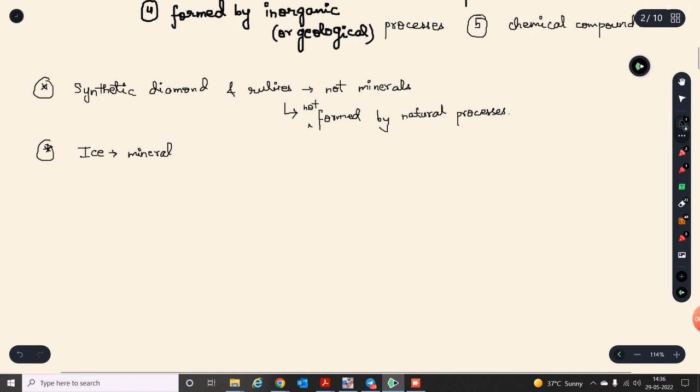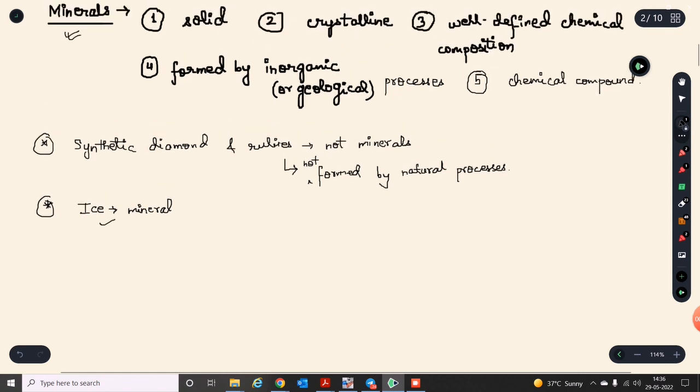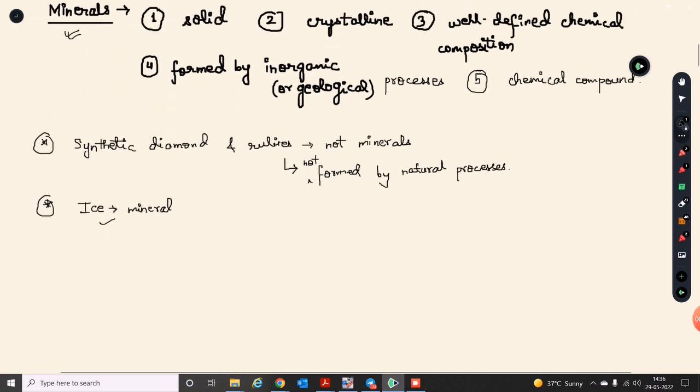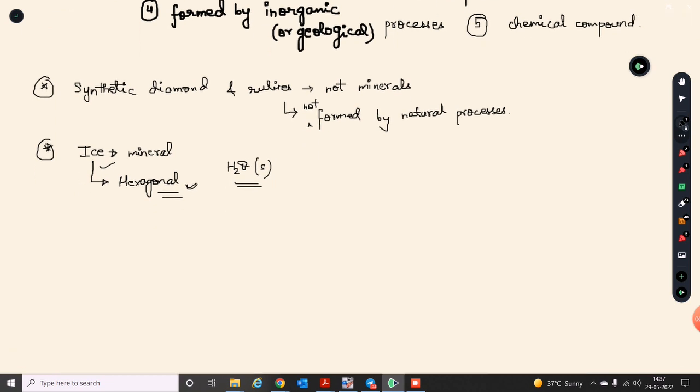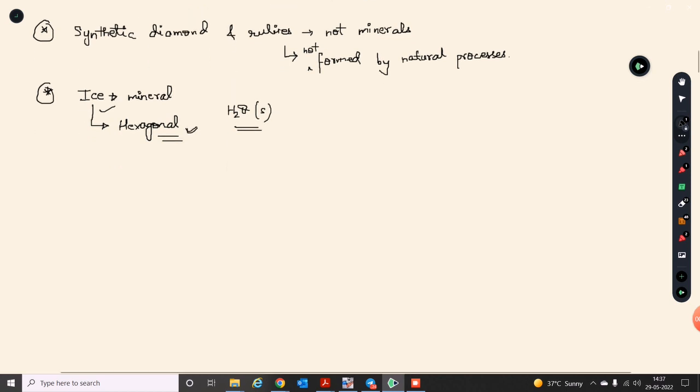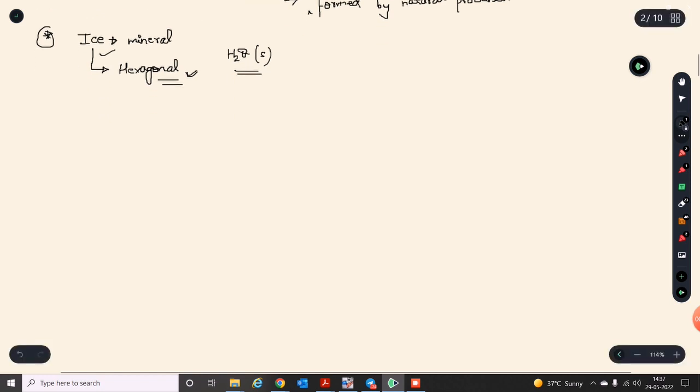So it is a mineral since it is solid. Okay, in phase, it has a crystalline structure. Which crystalline structure does ice possess? Does anyone know? Hexagonal. Yes, right. So ice has a defined crystalline structure. It is solid. It has a well-defined chemical composition, H2O in solid phase. It is formed by an inorganic process, by cooling down liquid, and it is also a chemical compound. So ice is a mineral, but its liquid phase is not, as liquid doesn't have any crystalline structure. Also, the phase is liquid. So these 2 points rule out its liquid phase to be considered as a mineral.